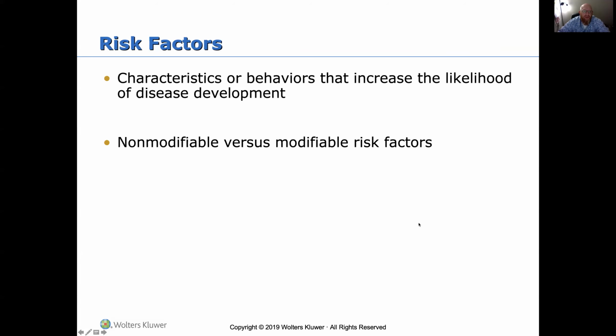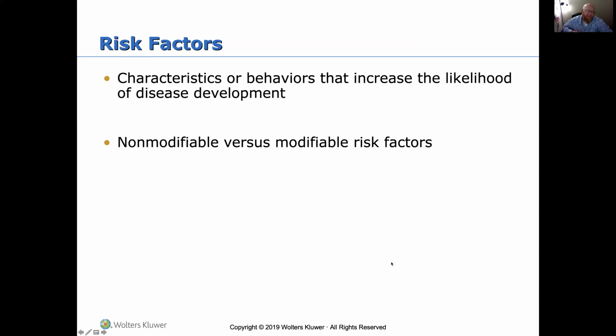Risk factors: characteristics or behaviors that increase the likelihood of disease development. That's what a risk factor is. And there's a couple different things here, and you need to know this. There are non-modifiable risk factors and modifiable risk factors. Modifiable risks are things that we can change, such as extreme alcohol use is a risk factor for damaging our liver. Smoking cigarettes is a risk factor for lung damage, etc.